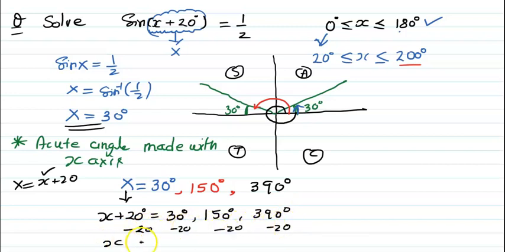So our x will be 30 minus 20, which is 10 degrees, 150 minus 20 is 130 degrees, and 390 minus 20 is 370 degrees. Because our final limit is between 0 and 180 degrees, the last one we are not considering. So our answer will be this one and this one, 10 degrees and 130 degrees. Nice and easy.